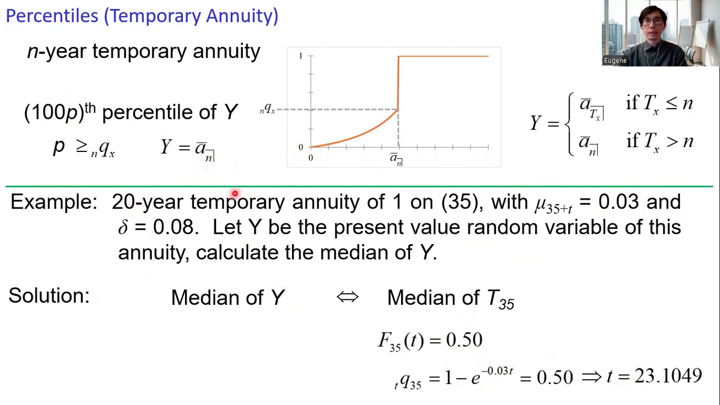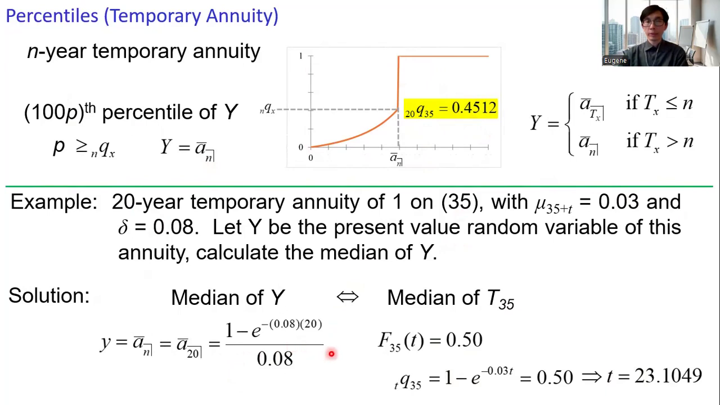Or if you calculate 20Q35, you get 0.4512. So starting from the 45.12 percentile to the 100th percentile, the value for Y is A bar angle 20. And upon calculation, the value is 9.9763.